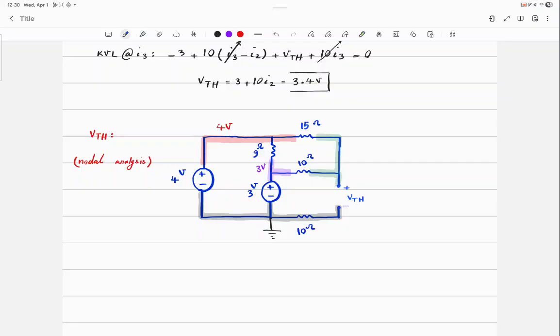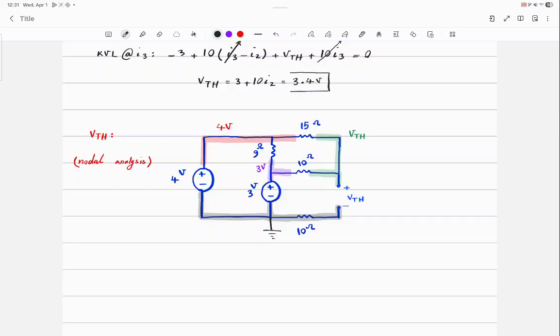What should I call the green one? Give me a good name. V2 is good. VTH. I want you to see this. See, the negative terminal is ground. The positive terminal is exactly VTH. That will make everything much more obvious.